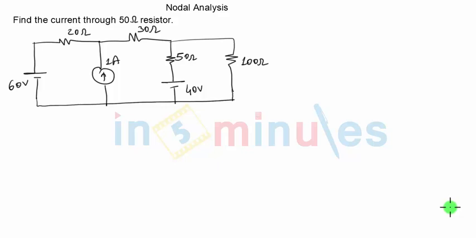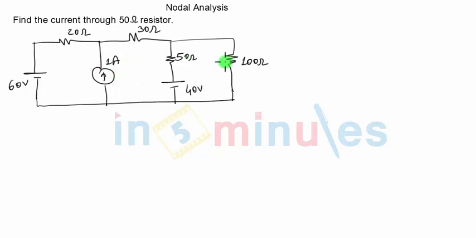In this video clip, we will discuss the next problem on nodal analysis. The question is: find the current through the 50 ohm resistor. There is a 50 ohm resistor here through which we have to find the current, and we are going to again use nodal analysis. Otherwise, you could have used mesh analysis also.